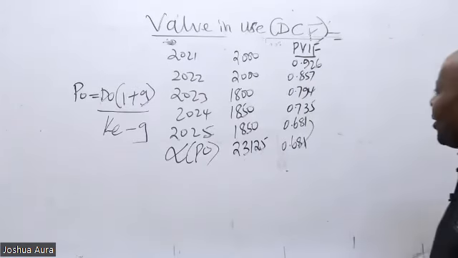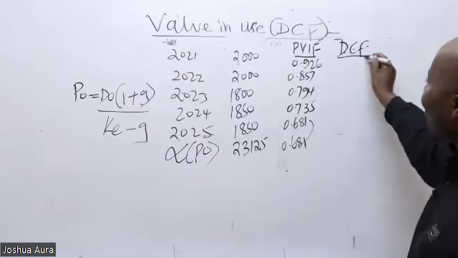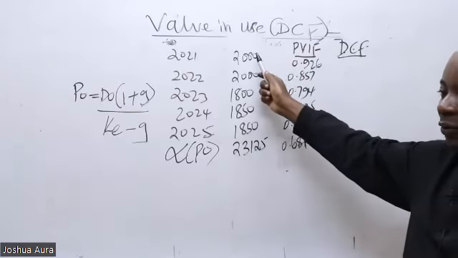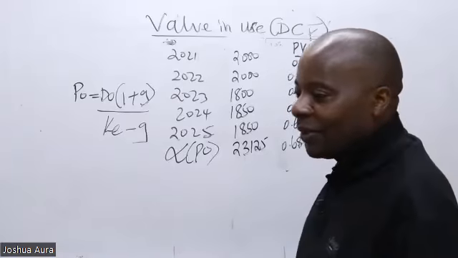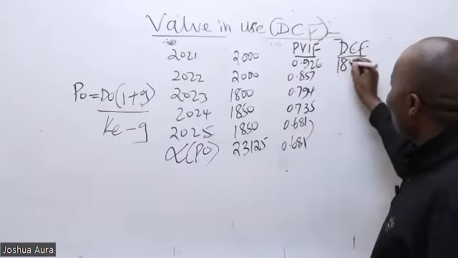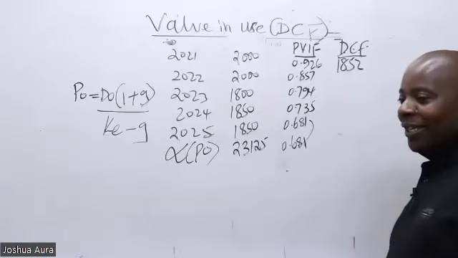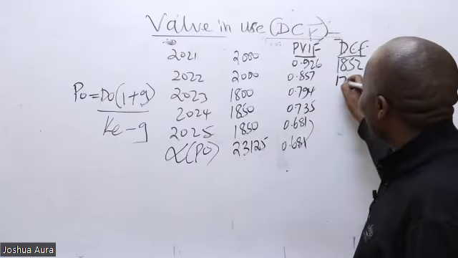So come here and give us the discounted cash flows. Discounted cash flows, what do we have? Somebody, what do we have? 2,000 times this, give us a figure. So Mary Ann gives me 1852. Then we have from Gideon B, 1714.